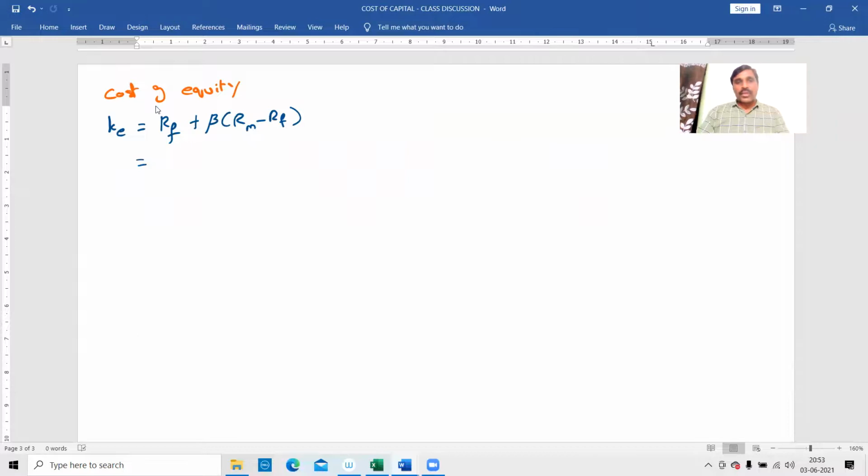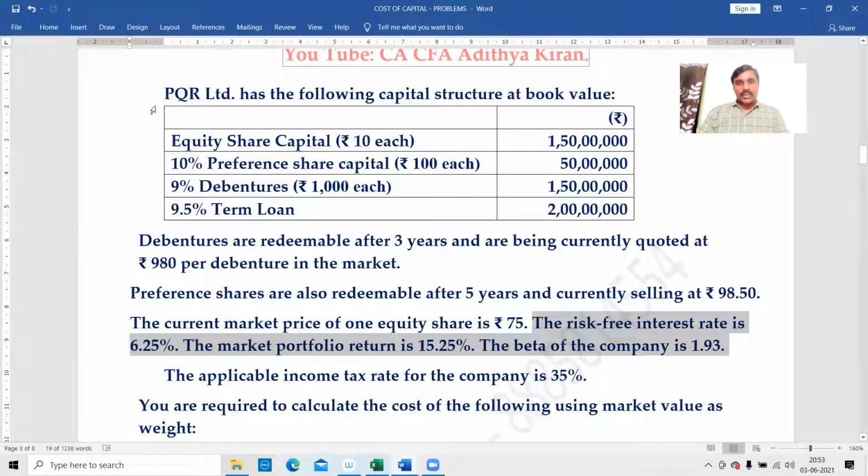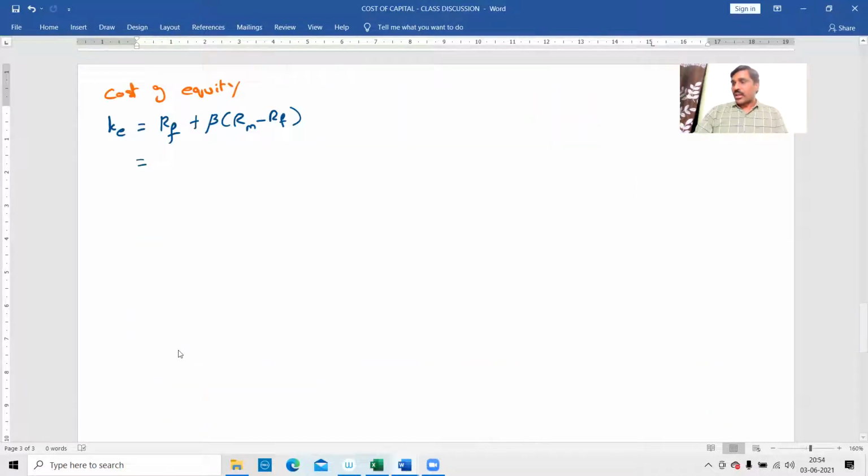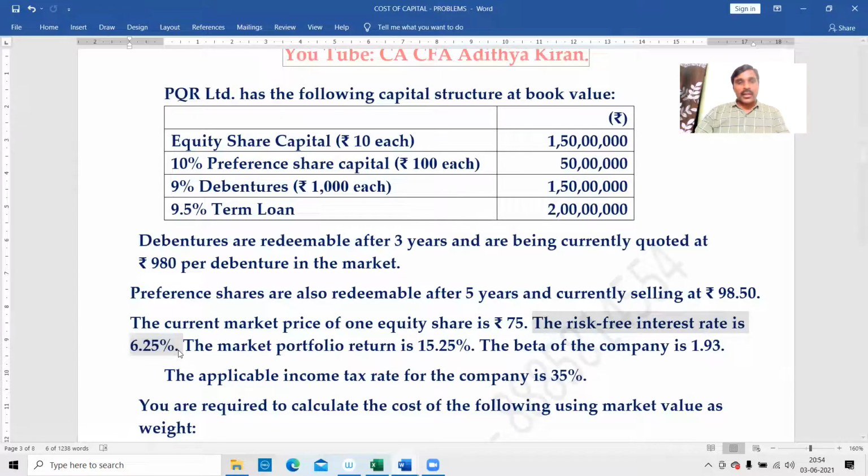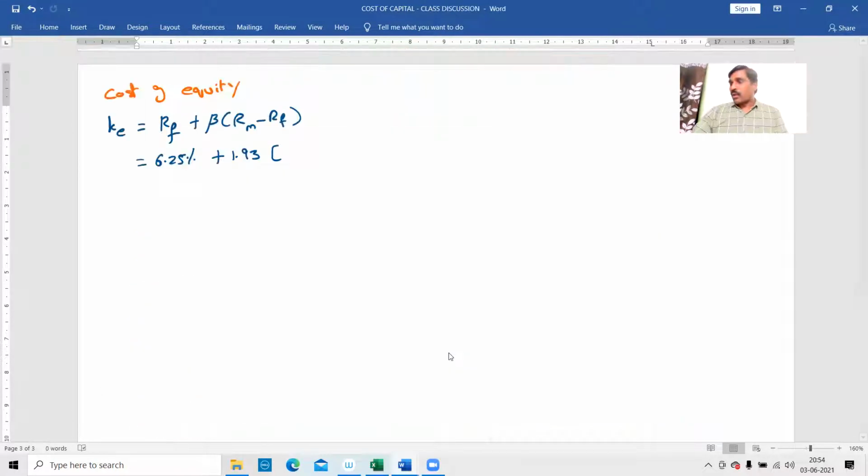So what is the risk-free rate of return? 6.25%, the bank fixed deposit rate. What is beta? 1.93. What is the market return? The market portfolio return is 15.25 minus the risk-free rate of return 6.25.